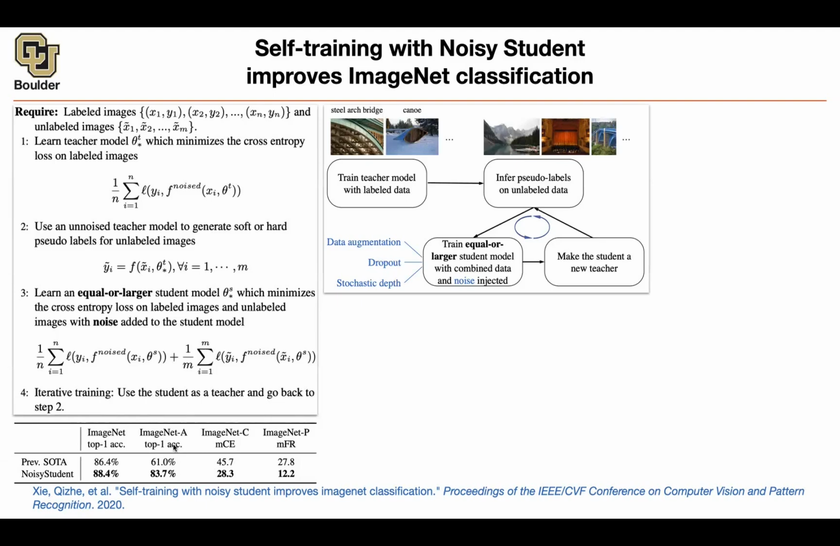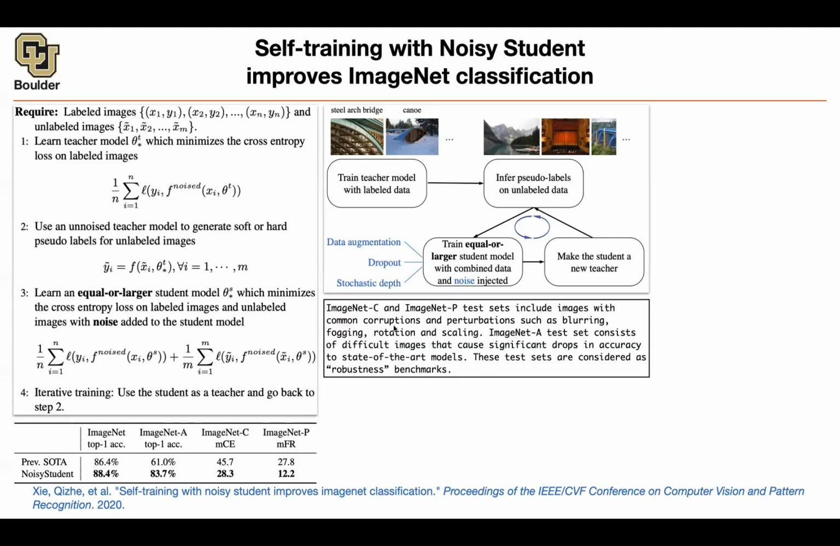We know what is top 1 accuracy. We don't know what is MCE and MFR. I'm going to explain them. And let's see, at least from the big picture, what is the difference between ImageNet A, C, and P. ImageNet C and P, especially their test sets, are images that went through common perturbations and corruptions. For instance, you blurred them. There is fogging, there is rotation, scaling.